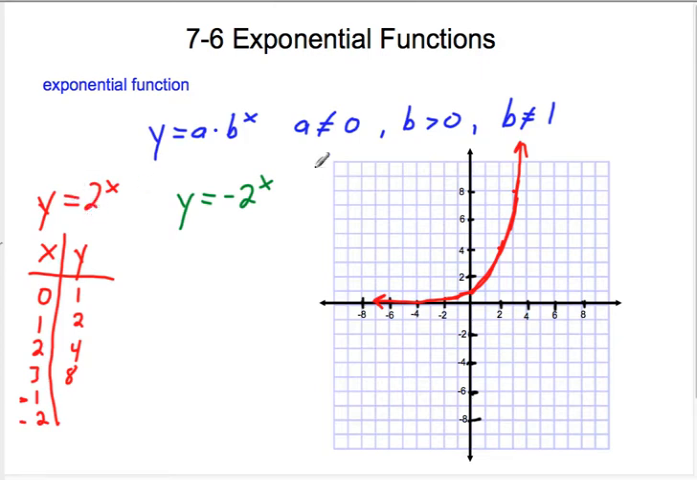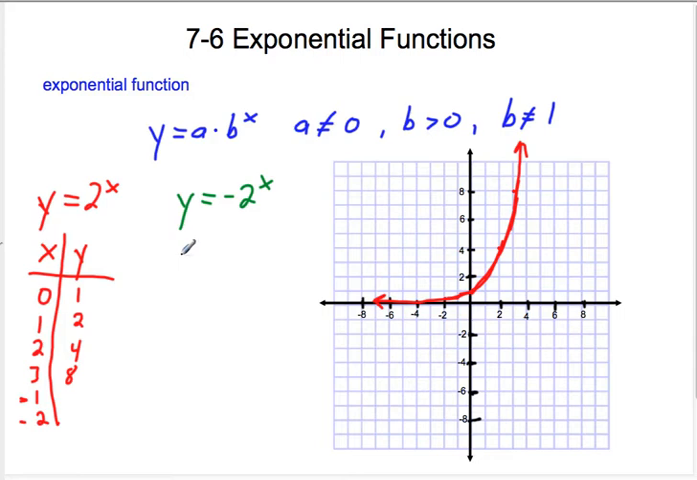Alright, so now I'm going to graph y equals negative 2 to the x on the same graph just to show you what that looks like. Some of you may be thinking, well, this b is supposed to be greater than 0, so how are you able to do this? Well, the negative 2 is not being raised to the x power. Just the 2 is. This x only sees the 2. The negative is applied after.